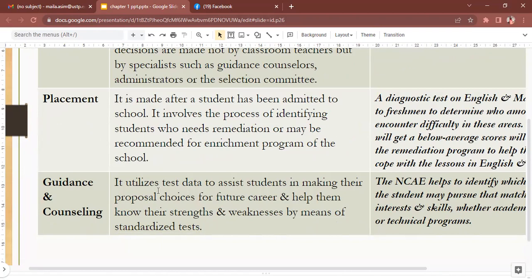So, in guidance and counseling, the class utilizes test data to assist students in making their proposal choices for future career. Di ba, naa tay gitawag nga career guidance week, or the NCAE. Yes, that is the NCAE. Ginahimo na siya when we were in high school so that ma-identify nato unsay atong possible nga future nga profession, or matagantang idea kung unsa ang kinahanglan i-take sa college.